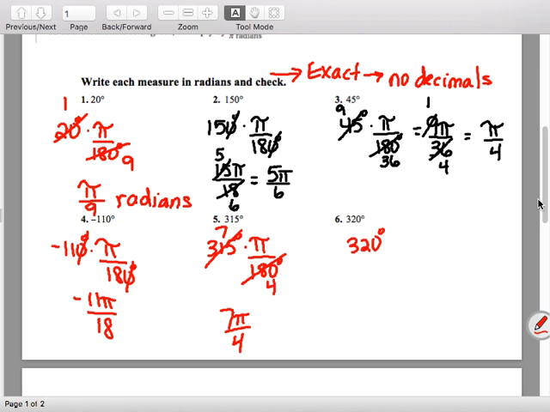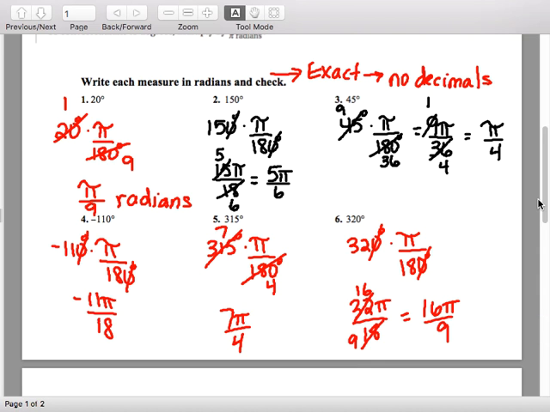Number 6, 320 degrees times pi over 180. Divide by 10, so that'll give you 32 pi over 18. And then what number goes into both 32 and 18? They're both even, so let's start there. So that gives me 16 pi over 9.